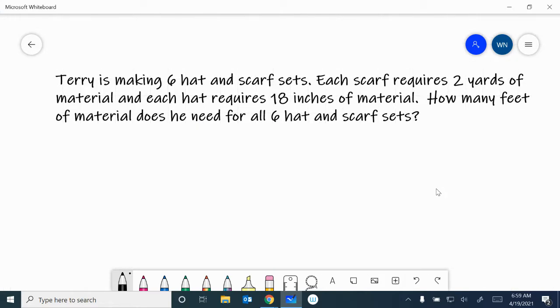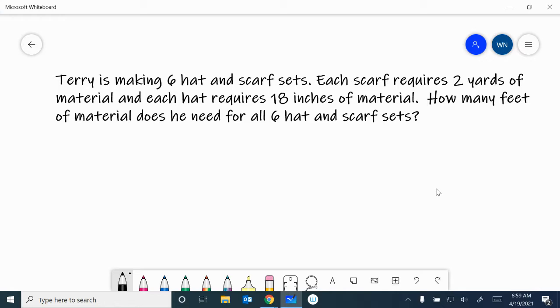And here is your word problem. Terry is making 6 hat and scarf sets. Each scarf requires 2 yards of material, and each hat requires 18 inches of material. How many feet of material does he need for all 6 hat and scarf sets? I would turn all of this into inches and then back into feet. I think that would be easiest. Go ahead and try it out.